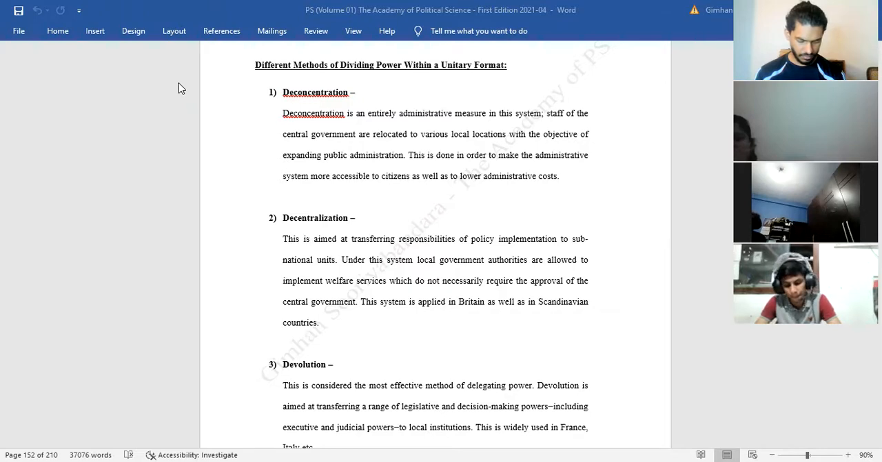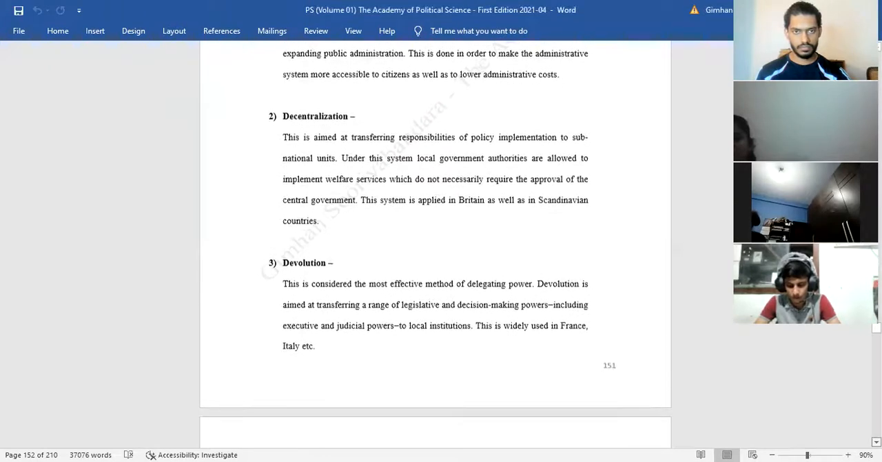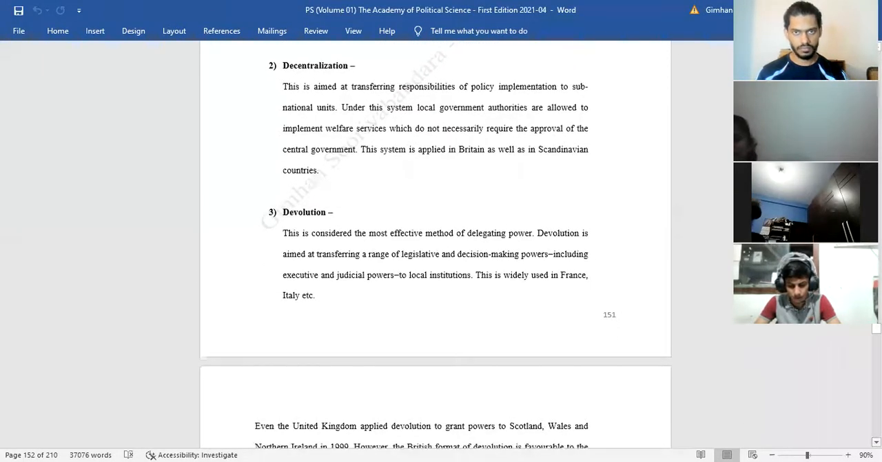Decentralization. This is aimed at transferring responsibilities of policy implementation to subnational units. Under this system, local government authorities are allowed to implement welfare services which do not necessarily require the approval of the central government. This system is applied in Britain as well as Scandinavian countries. Devolution. This is considered the most effective method of delegating power.